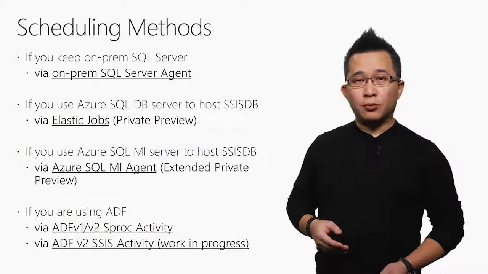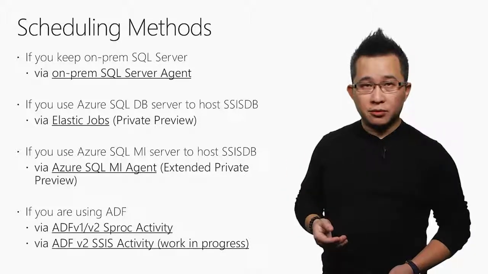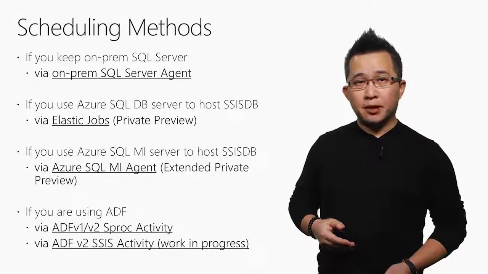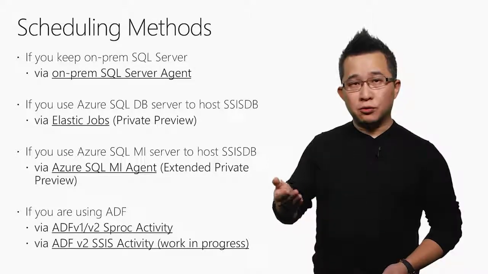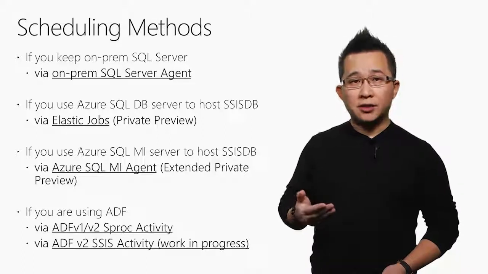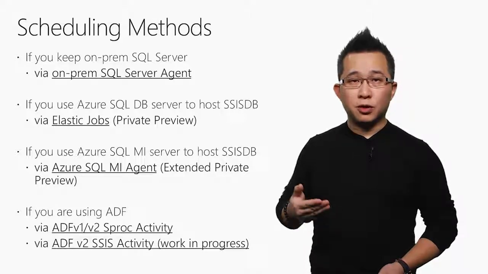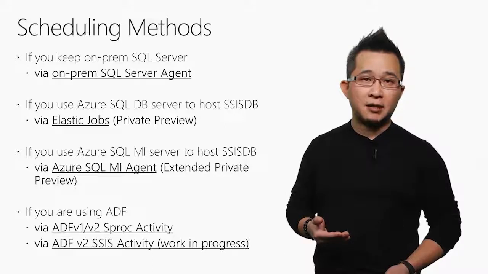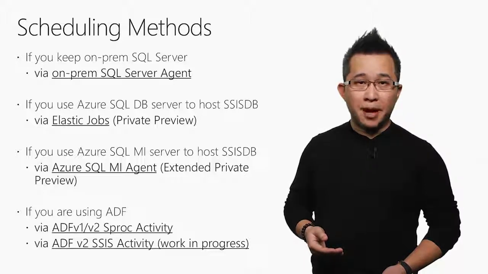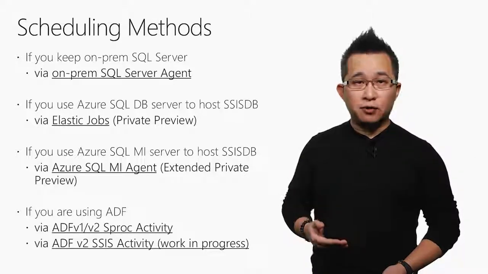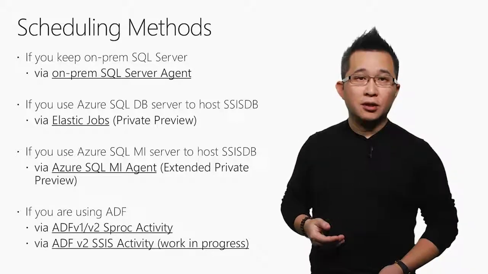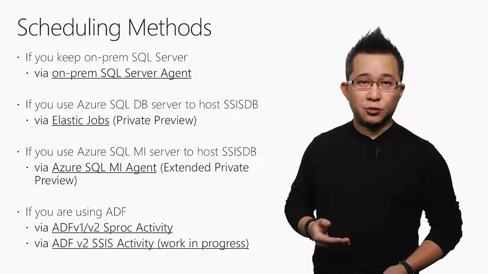Now, the last thing you want to do is to schedule the execution. There are different ways you can schedule it, depending on how you set up. If you're an on-premises SQL Server user, you can use the on-premises SQL Server Agent, just like you do today. If you are an Azure SQL DB user and you are using Azure SQL DB to host the SSISDB, you can use Elastic Job to do so. If you are an Azure SQL MI customer using MI server to host the SSISDB, you can use the Azure SQL MI Agent to schedule your execution.